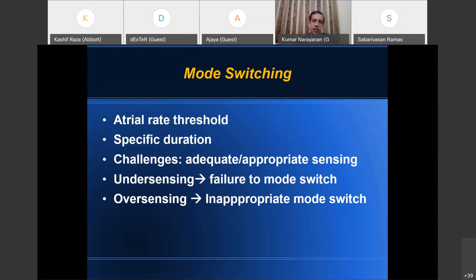If there is under-sensing of atrial signals, because the arrhythmia signals are going to be different from the sinus signals, and can potentially be of lower amplitude, sometimes the device can fail to detect the arrhythmia, and there will be a failure of mode switch. Or sometimes if there is some noise or over-sensing, there can be unwanted loss of AV synchrony. So this is an example of an inappropriate mode switch.